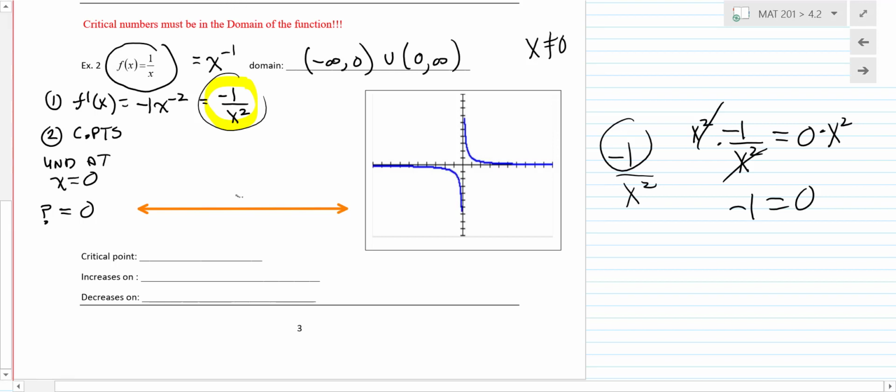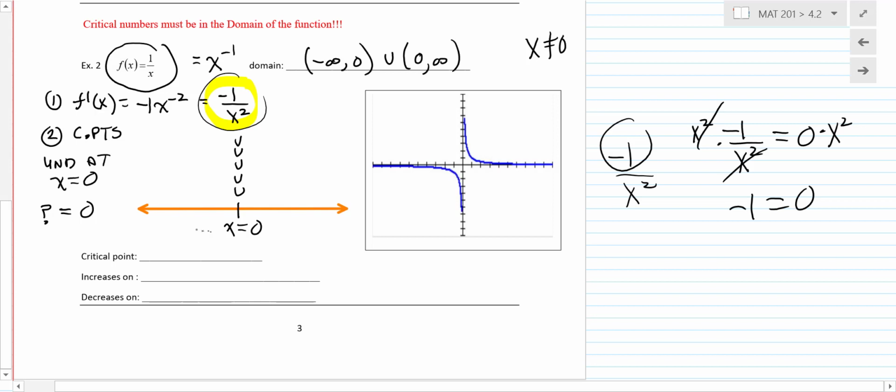So what I'm going to do here is our critical point is x equals 0, but this time the derivative's undefined there. Usually if the derivative's undefined, I tell students to just put some indicator that the derivative doesn't exist there. Okay, like that.